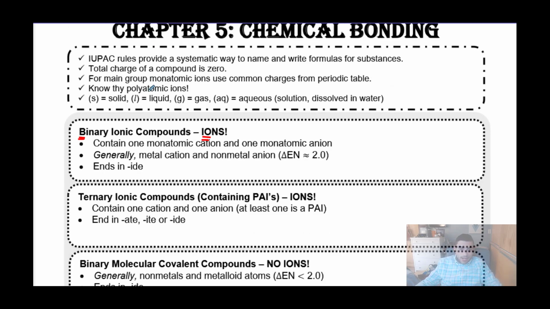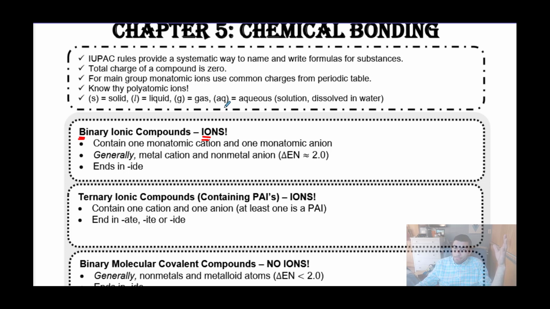We should know that each of those four symbols mean those phases respectively. So binary ionic compounds contain one monatomic cation and one monatomic anion. That's where the term binary comes from. Ionic, we have to understand that it contains ions, right? One cation, one anion. But what we're saying here is that those ions are made up of, or were formed from, one individual atom each.